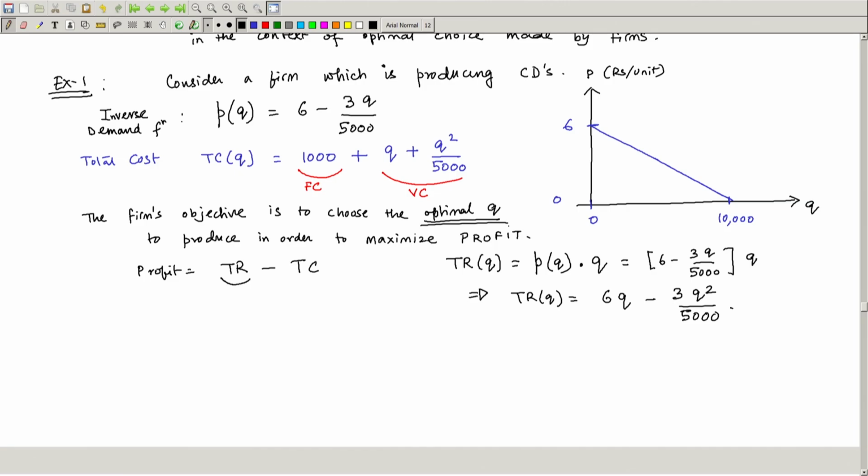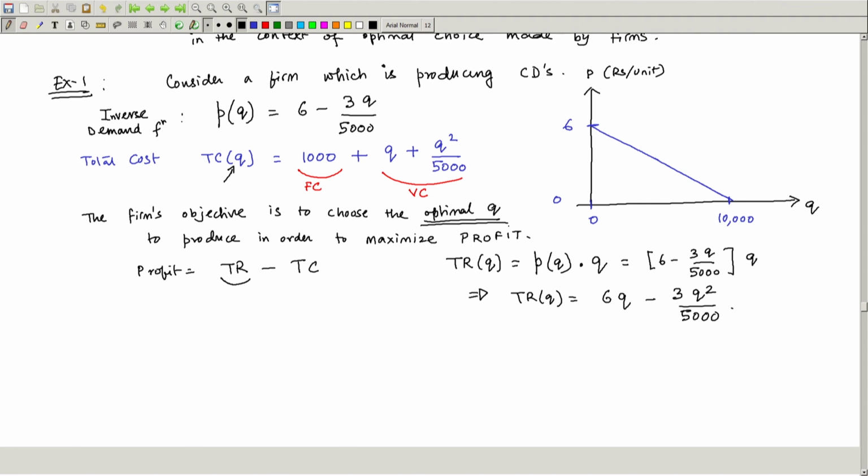Notice the total revenue can be written as a function of Q, and that is the advantage of writing the demand function in its inverse demand form, because I want to write the total revenue as a function of Q. Now, why did I write total revenue as a function of Q? Because notice the total cost is a function of Q. So, I also want to write my total revenue as a function of Q.